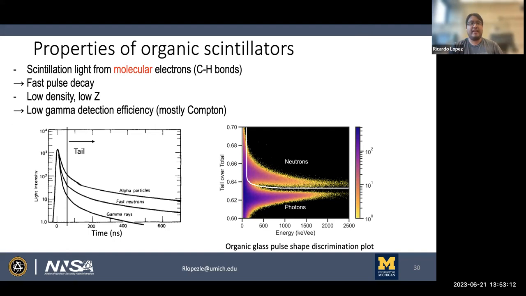And if you were to plot, say, the ratio of this tail region versus the total integral of your pulse, we call that pulse shape discrimination. And if you were to plot that versus energy or light, then you get this kind of distribution where you have these two different bands, where events corresponding to this top band are neutron events, and events corresponding to this bottom band are gamma ray events. So that's a really neat aspect of these organic scintillators, which would be very helpful for particle discrimination under most applications.